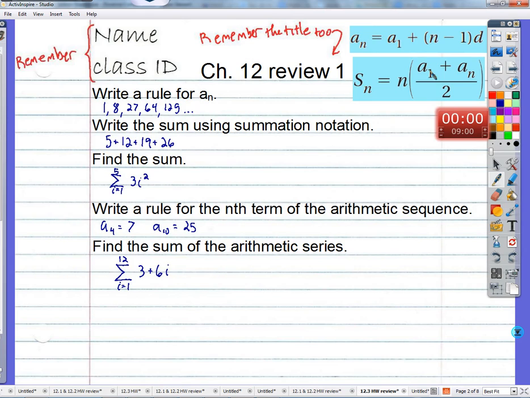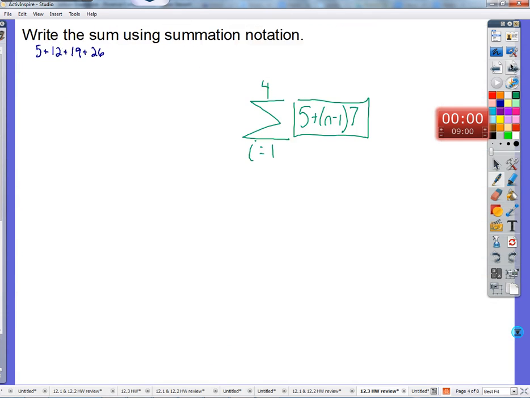Here for the nth term of an arithmetic sequence, start with 5 plus n minus 1 times 7. n should be i, yeah. Either that should be i or this should be n, whatever it is, they should be the same thing.